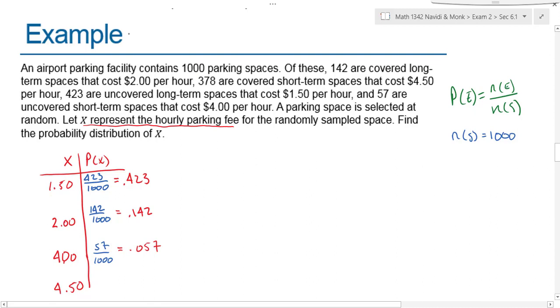And then how would I calculate the probability of being charged $4.50 per parking place? Perfect. Generally on your probability distribution, you will only see what I have written in red. What I have in blue is how I came up with those probabilities. This table is what we call the probability distribution.